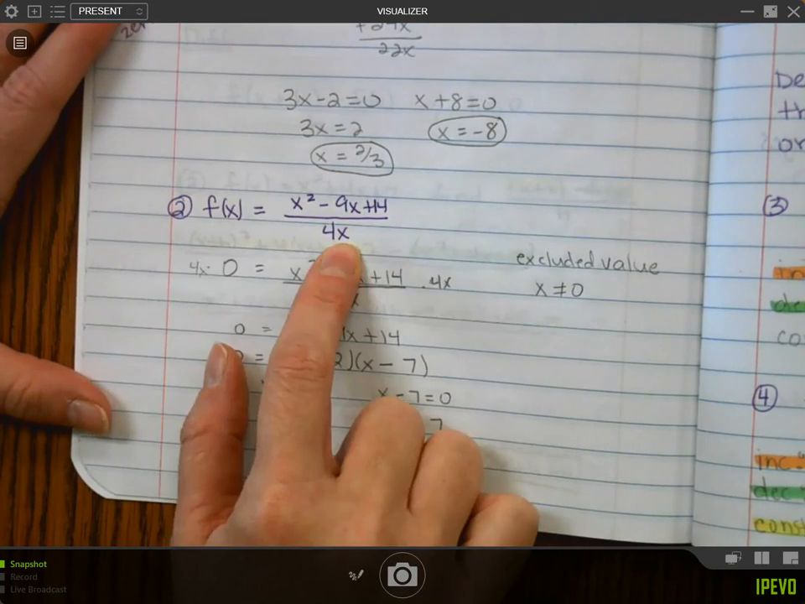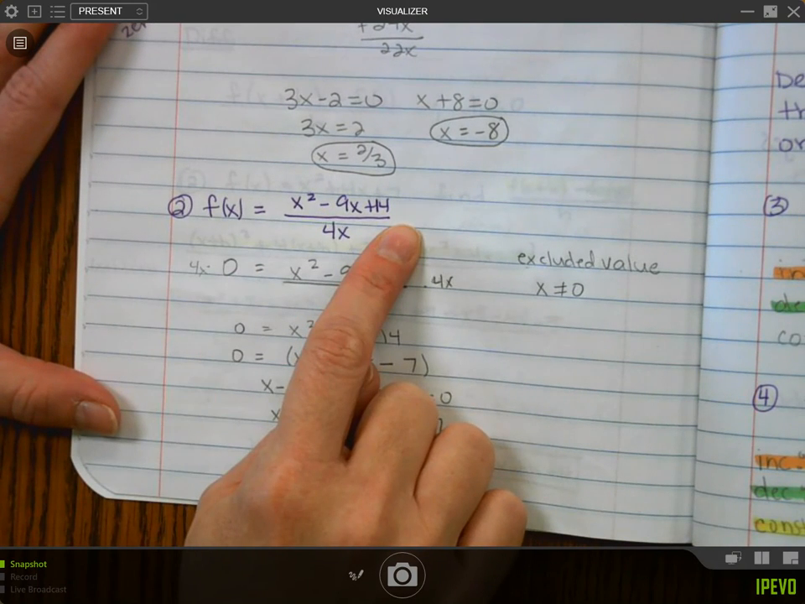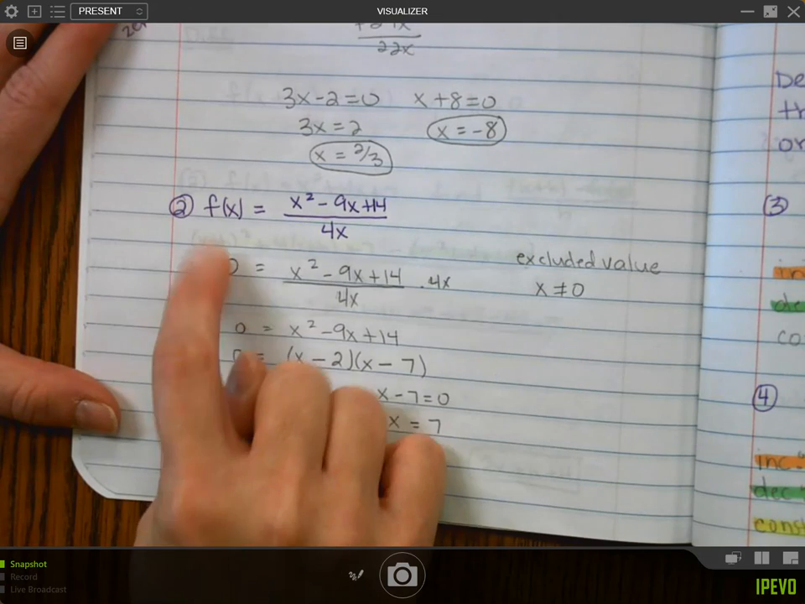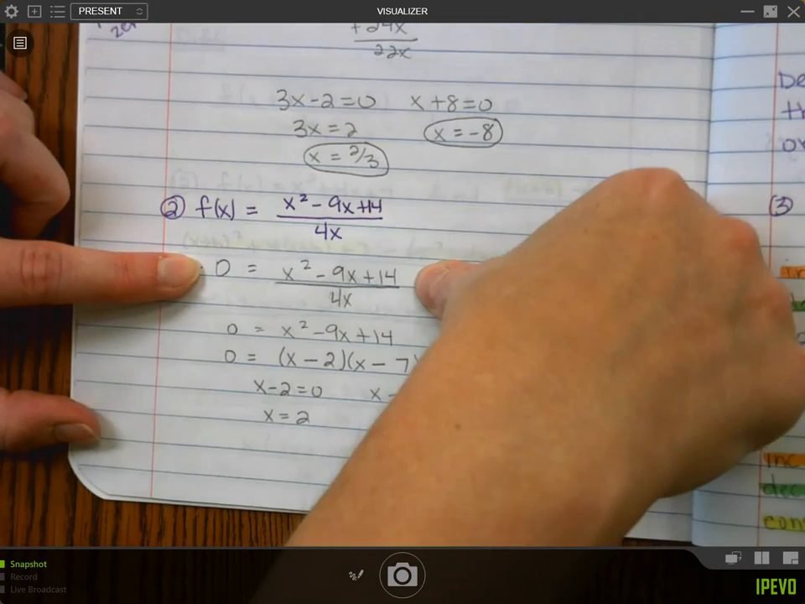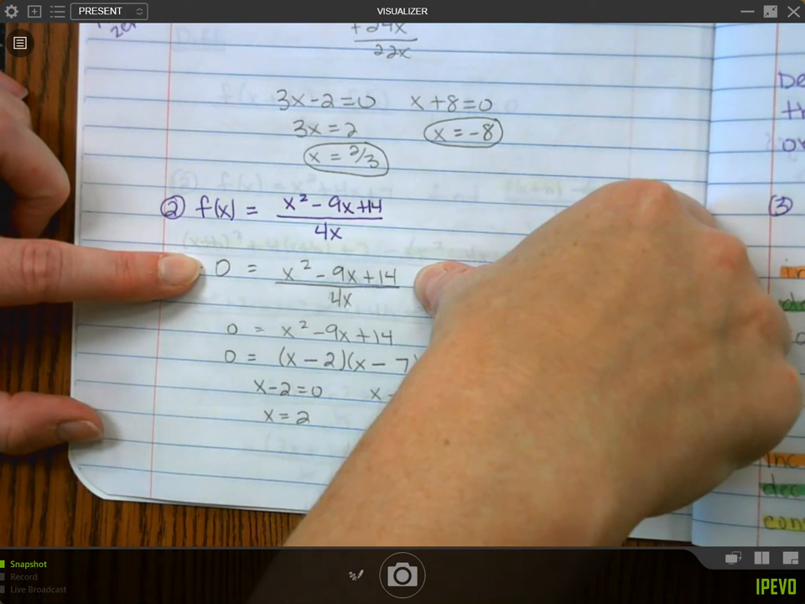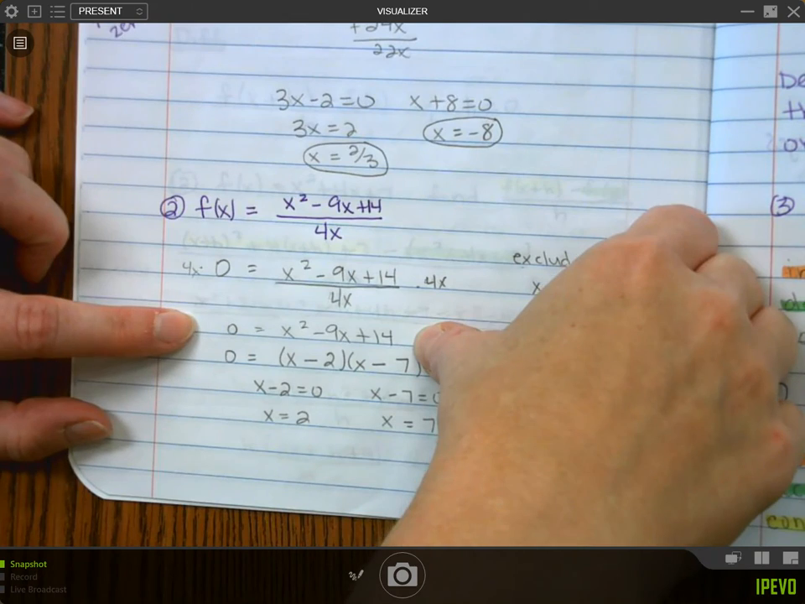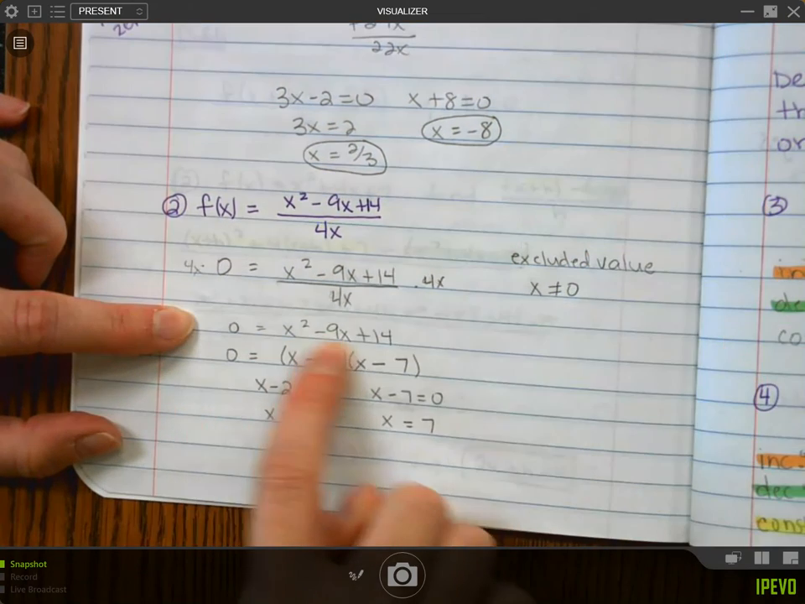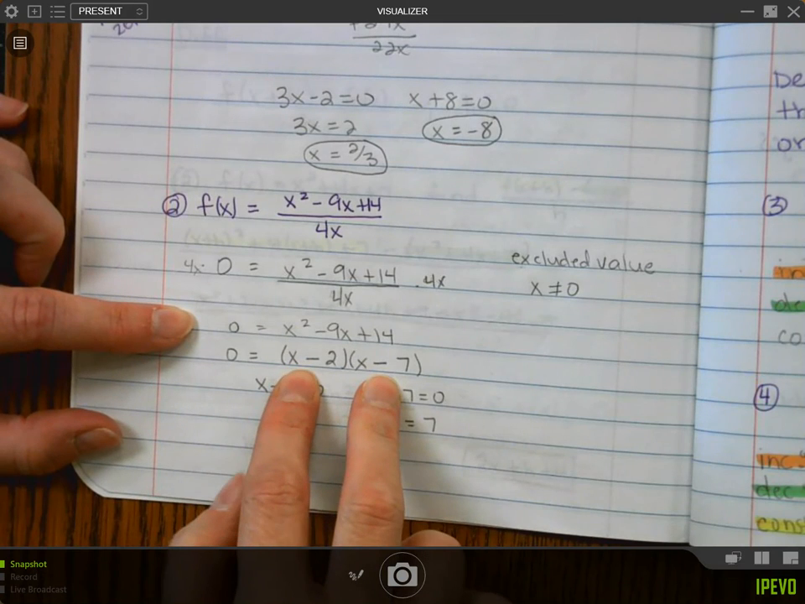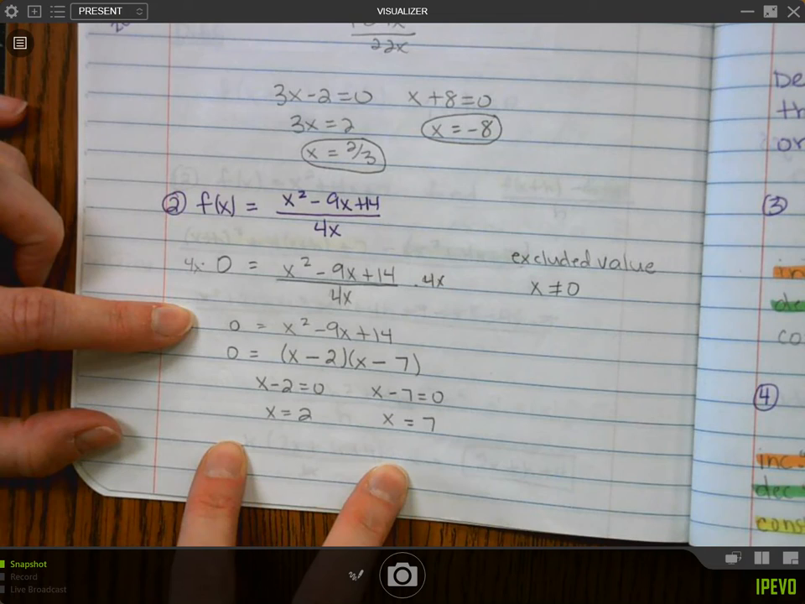Alright, number 2. Again, your function is given. You want to equal it to 0, so change f of x to 0, so it looks like this. Now you need to get that denominator off, so we multiply both sides by 4x, which really just makes that 4x disappear. So now we again have a quadratic trinomial, so we should be able to guess and check. Set your factors equal to 0 and solve.